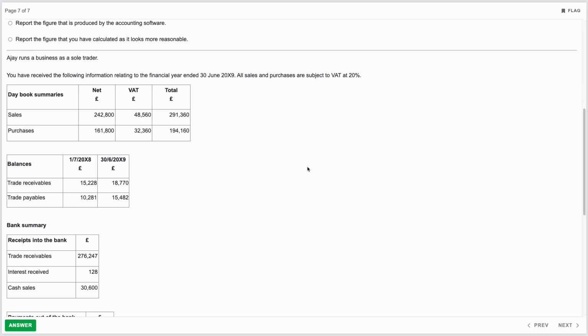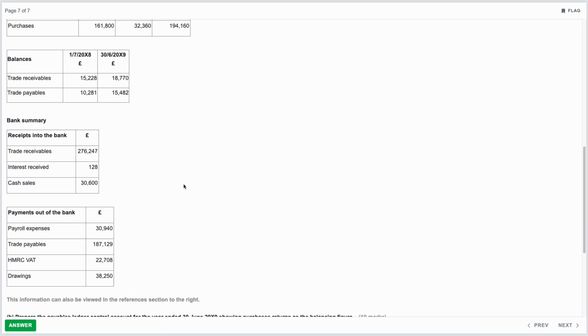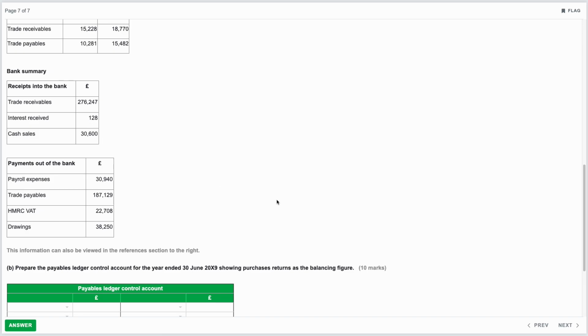Okay, moving down then. AJ runs a business as a sole trader. You have received the following information relating to the financial year ended the 30th of June 20x9. All sales and purchases are subject to VAT at 20%. So we can see that we've got the day books here, we've got sales and purchases, we've got the balances at the start and end of the year on the trade receivables and payables, we've got the bank summary which shows receipts and payments from the bank.